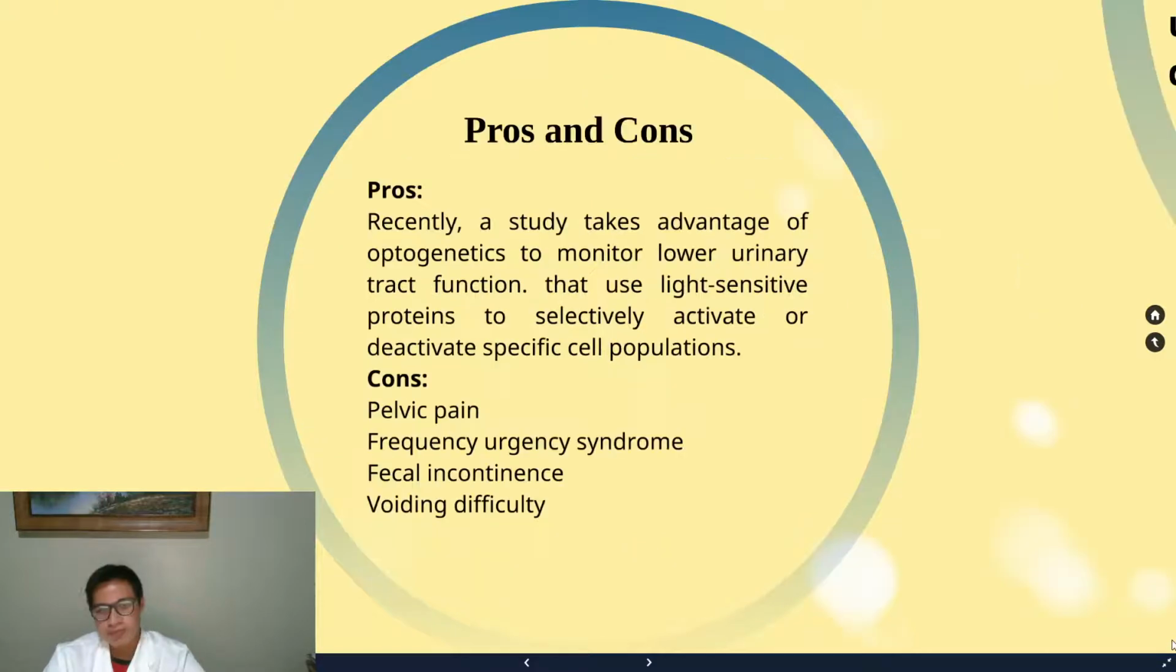Pros and cons. Pros: presently, a study takes advantage of genetics to monitor lower urinary tract function, using light-sensitive protein to selectively activate or deactivate a specific cell population. Cons: pelvic pain, frequency-urgency syndrome, fecal incontinence, avoiding difficulty.